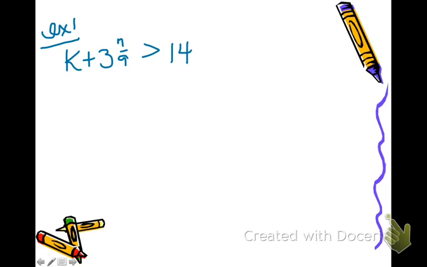I find the variable. I can treat addition and subtraction one-step inequalities the same way I treated the addition-subtraction equations. So I look to see which side of the symbol the variable is on, and it's on the left. It's being added by 3 7/9, so I can subtract 3 7/9 from both sides.